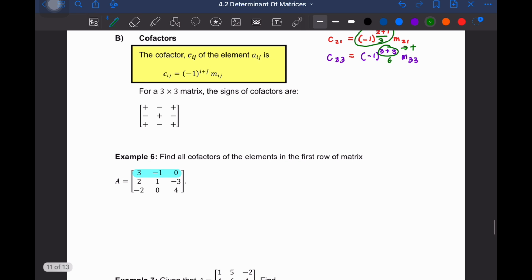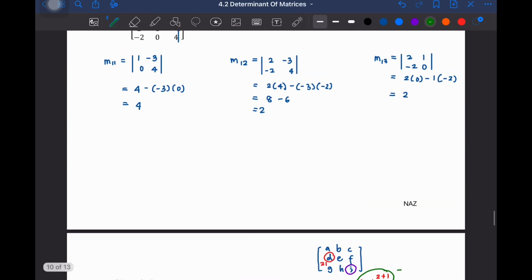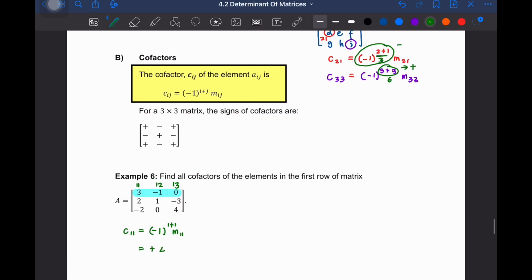We will write the first one as C11 because the element over here is 1, 1, and then 1, 2, lastly 1, 3. So for C11, we have negative 1 to the power of 1 plus 1, and then our minor is M11. Negative 1 to the power 2 will be positive, and M11 is the one that we have up here, so it's 4. So your answer is just 4.